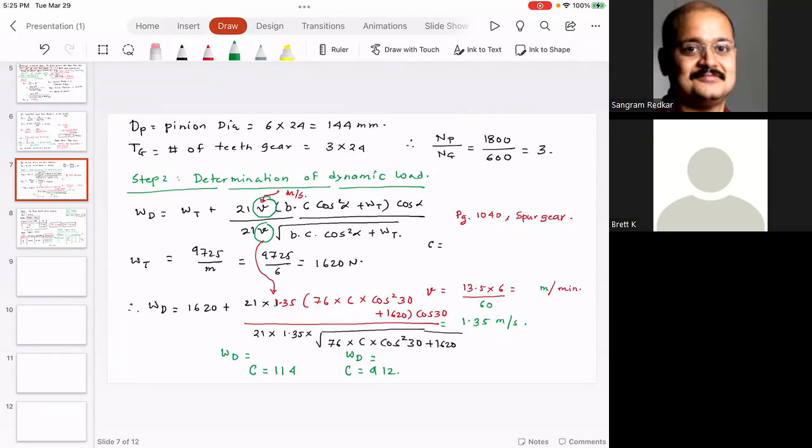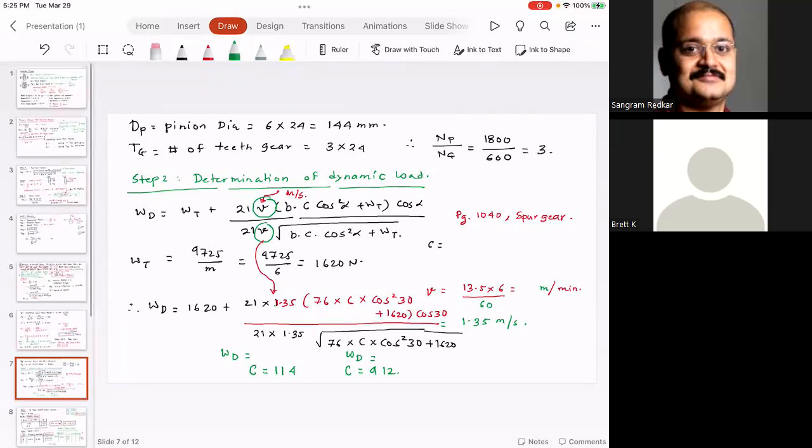Question: in the WD equation, is the square root supposed to be added or multiplied? Square root multiplied. Let me see. Yeah, added, sorry, 1.35. This is added. Thank you, added.